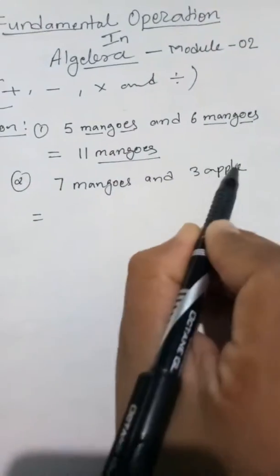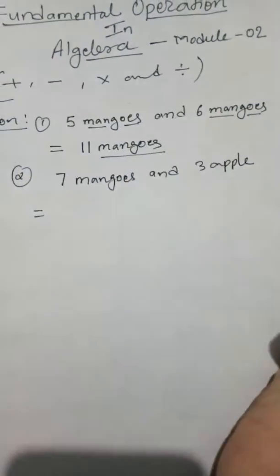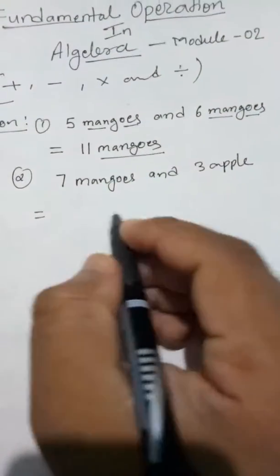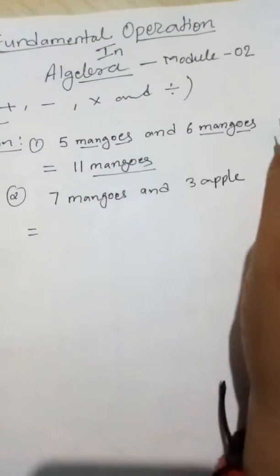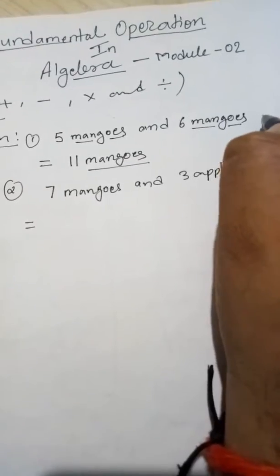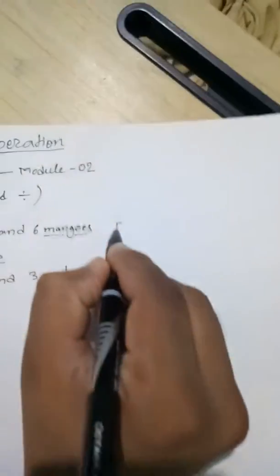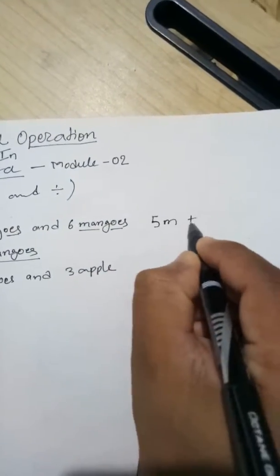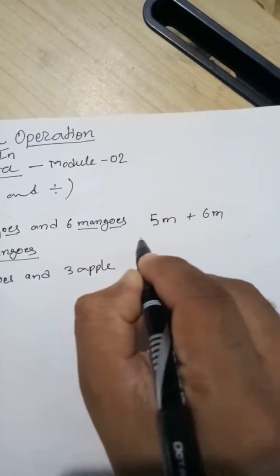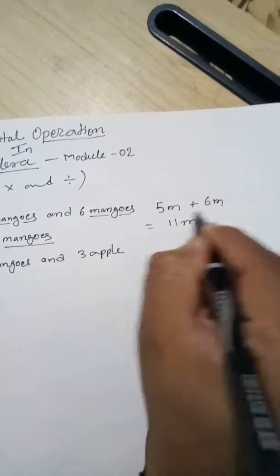But if I have mango and apple, can we add them? Is it possible to add these two? No, you cannot add them. So this one can be written, instead of the plus sign, like this: 5 mangoes, M, plus 6 mangoes. Total answer is 11 M. Right? So we have added.